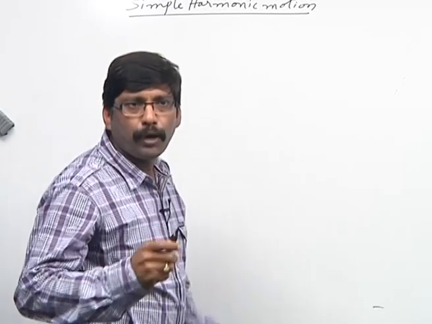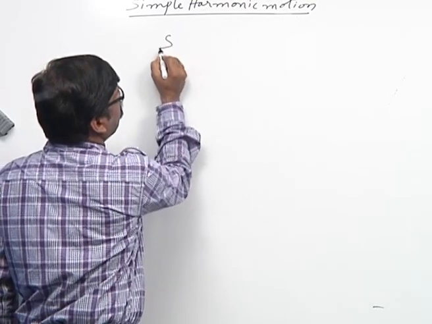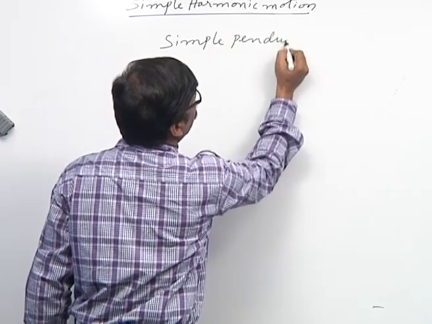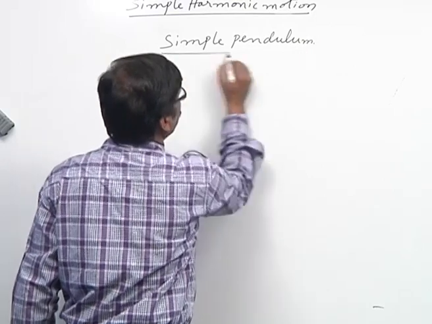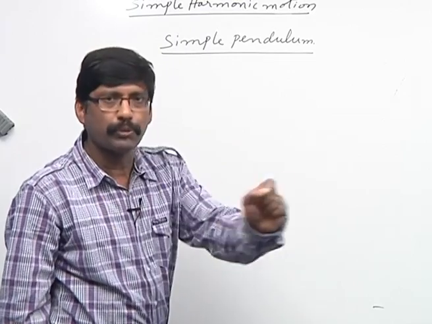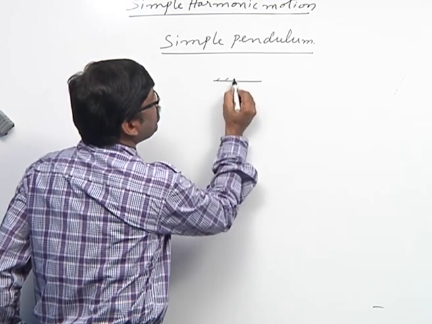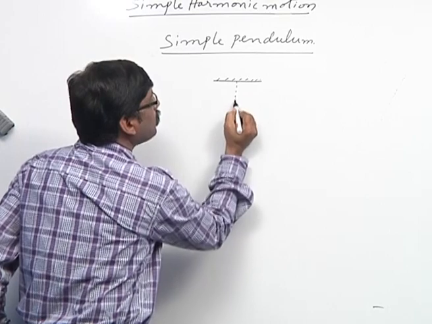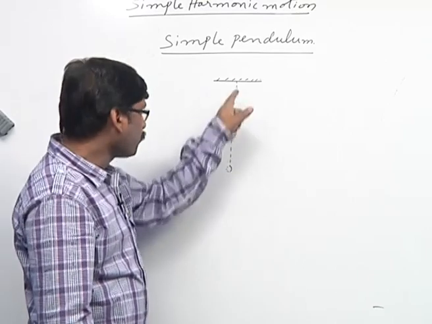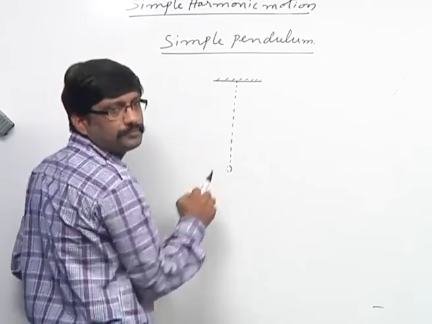So the very popular starting point of simple harmonic motion is the simple pendulum, the system where the particle or a bob executes simple harmonic motion. We know that the simple pendulum consists of a bob of mass m suspended from a fixed support using a light string of length L.